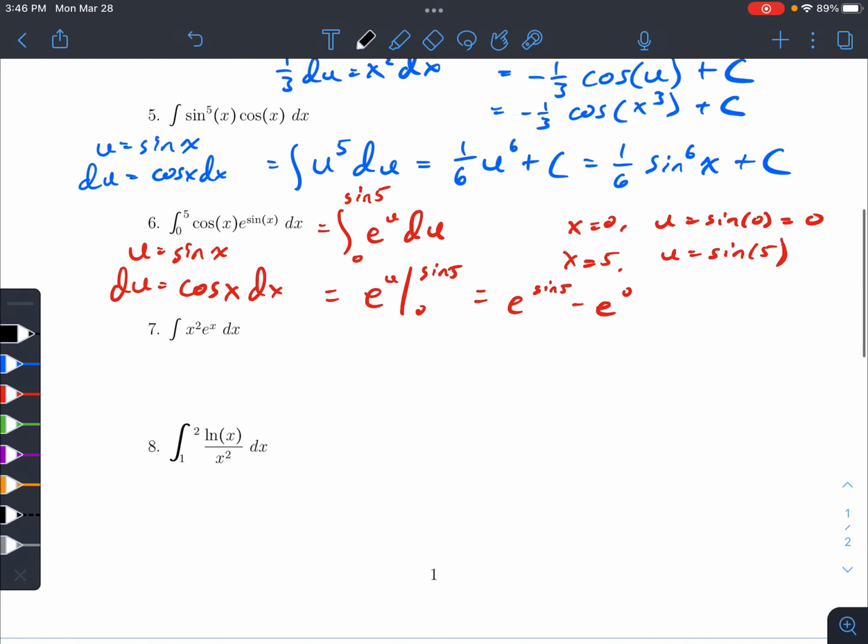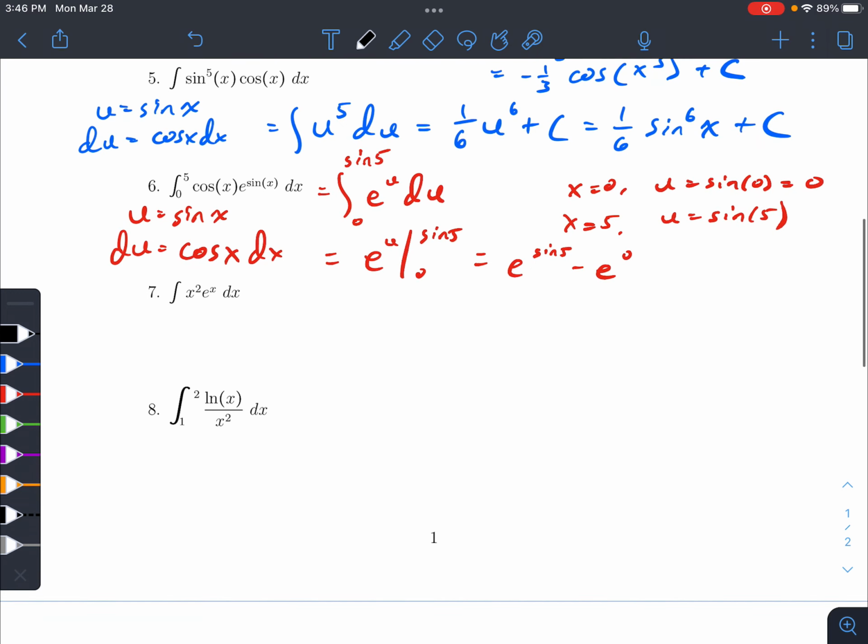All right, let's do black now. So x squared e to the x. This one, probably going to need a little bit more room. But let's just do it. So we're going to have to do integration by parts on this one, because there's no u substitution that we could do here that'll really work.